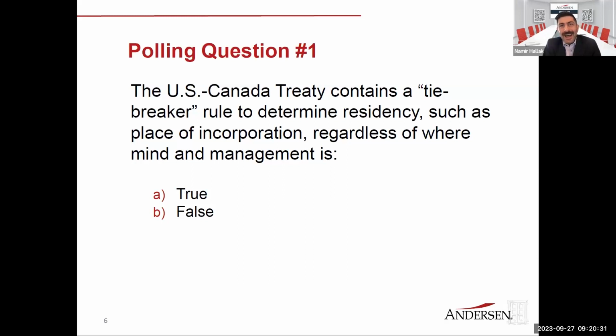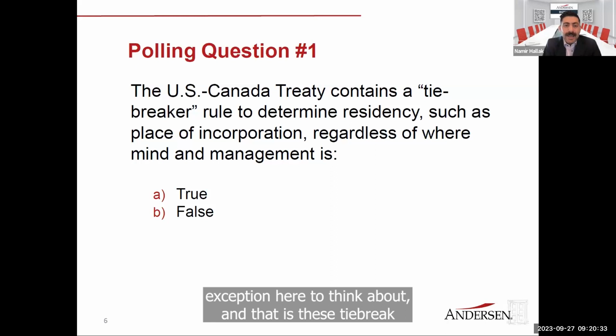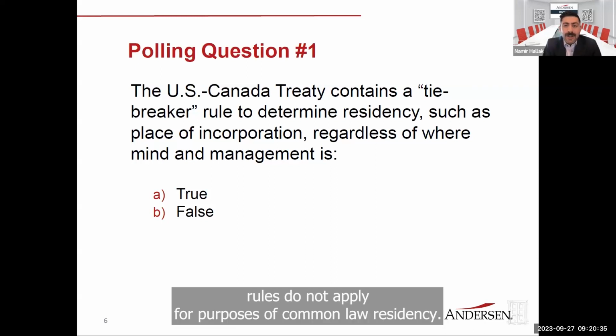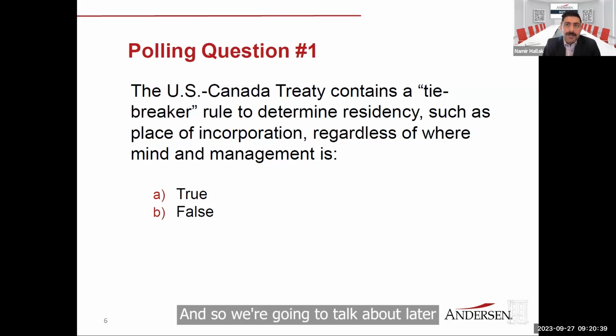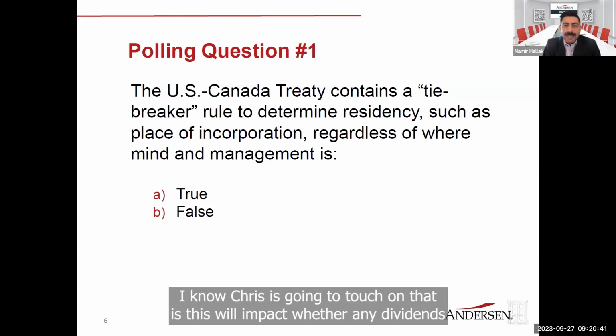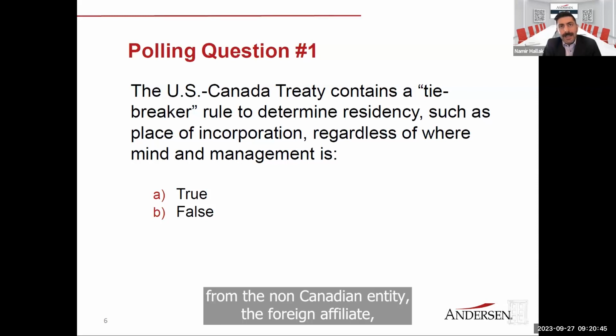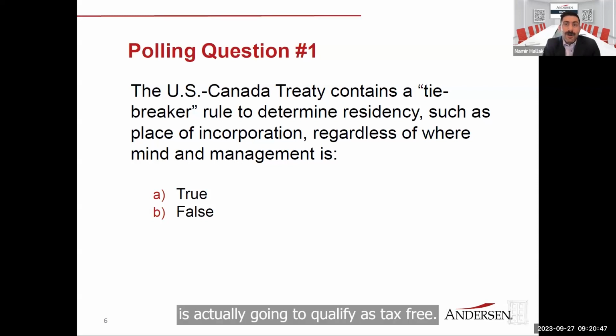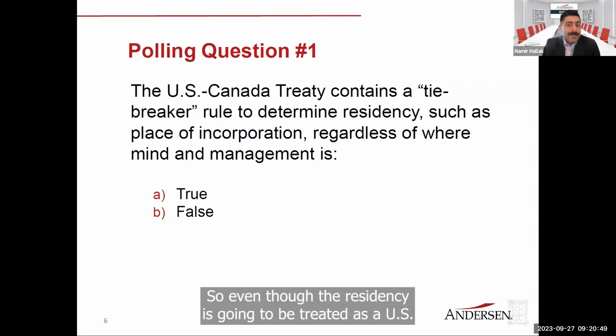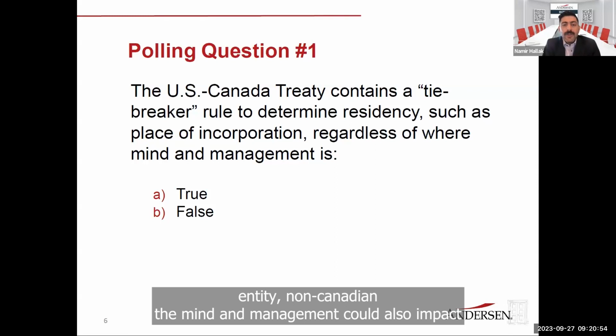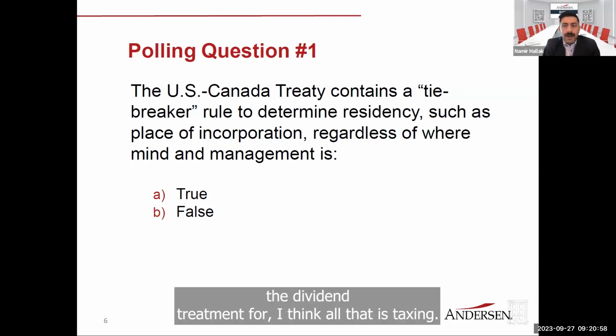There's an important exception here to think about, and that is these tiebreaker rules do not apply for purposes of common law residency. And so we're going to talk about that later, and I know Krista is going to touch on that. This will impact whether any dividends from the non-Canadian entity, the foreign affiliate, are actually going to qualify as tax-free. So even though the residency is going to be treated as a US entity, non-Canadian, the mind and management could also impact the dividend treatment as being qualified as tax-free.